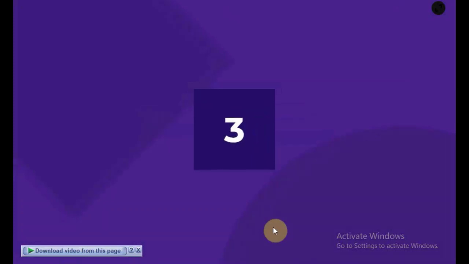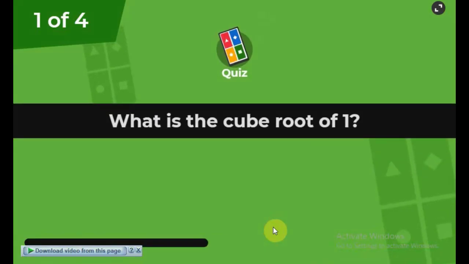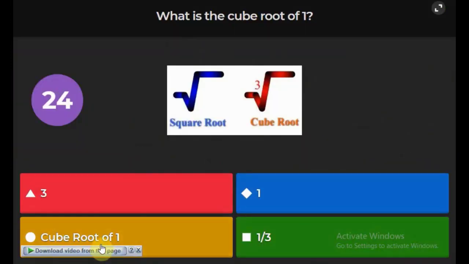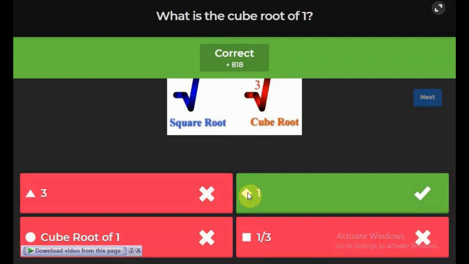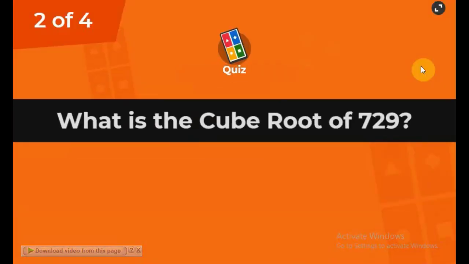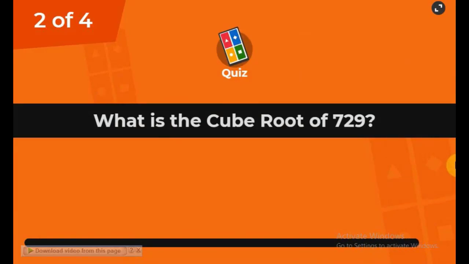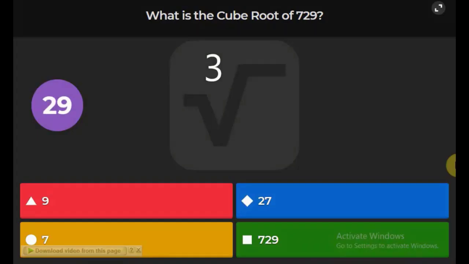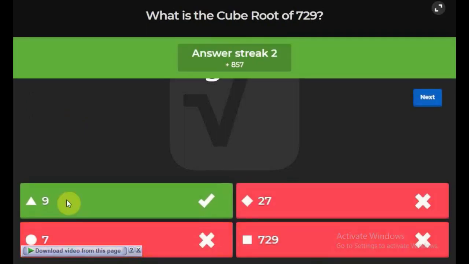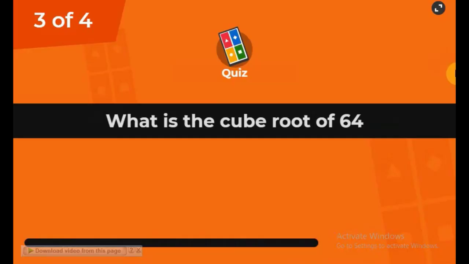What about checking ourselves? What's the cube root of 1? 1 times 1 times 1 equals 1. Another question. What is the cube root of 729? Which number, if you multiply it by itself 3 times, will give us 729? Which number? 9. 9 times 9 times 9 equals 729.